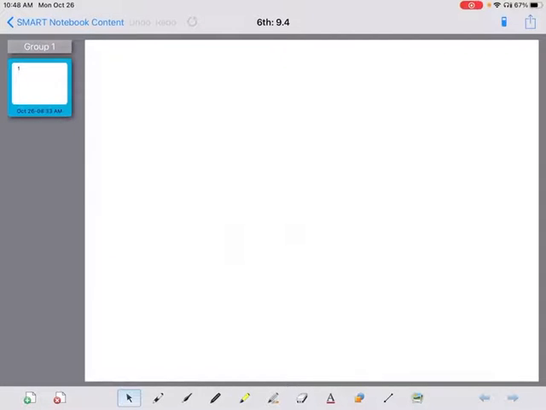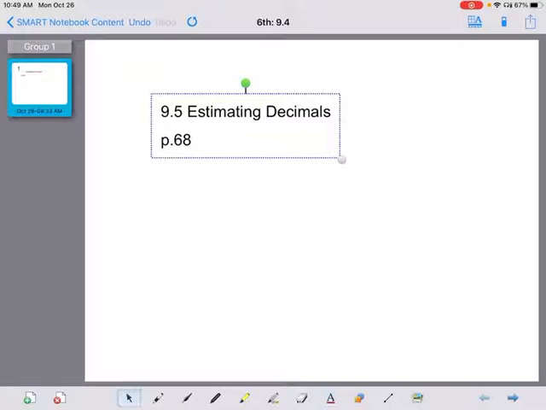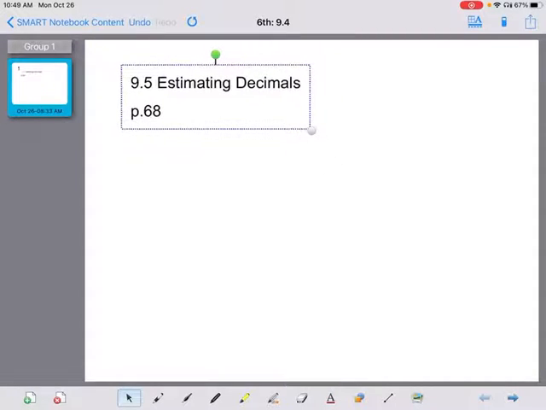All right, so we are on 9.5. This is estimating decimals. And this is in your books, page 68. If we can rearrange that a little bit. Perfect. All right, so if you look on page 68 in your book, on top of page 68, it says estimate sums.